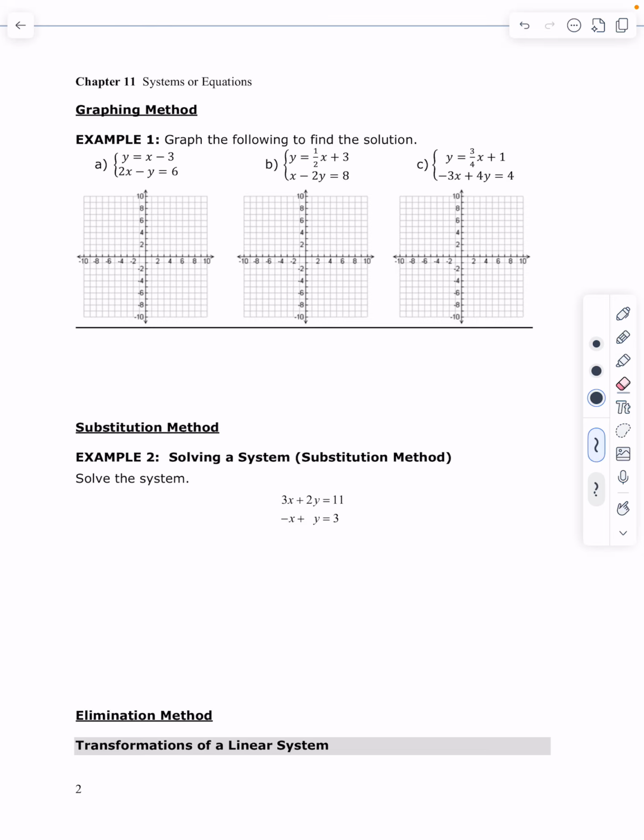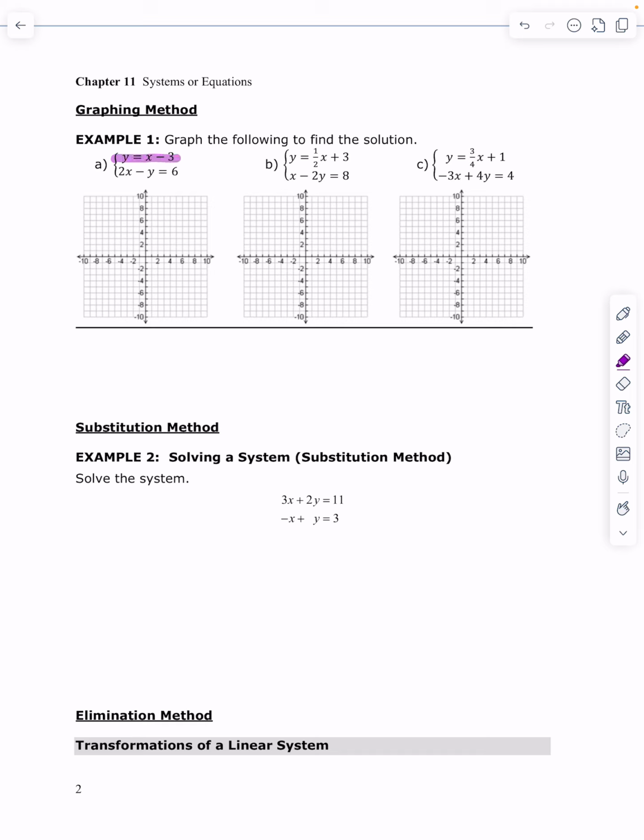Okay, these are the Chapter 11 notes, Systems of Equations. This is page 2. We are going to start with a couple of examples. We are going to solve by graphing. And we definitely want to make sure that we know which graph goes with which. So I'm going to start here with the first one.